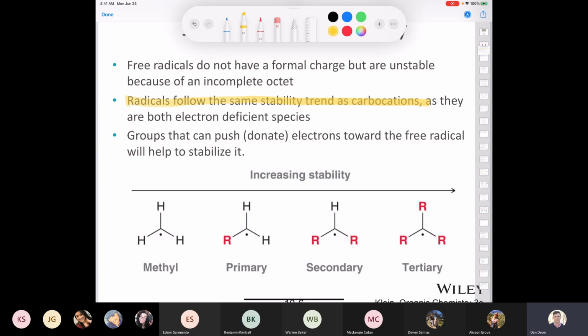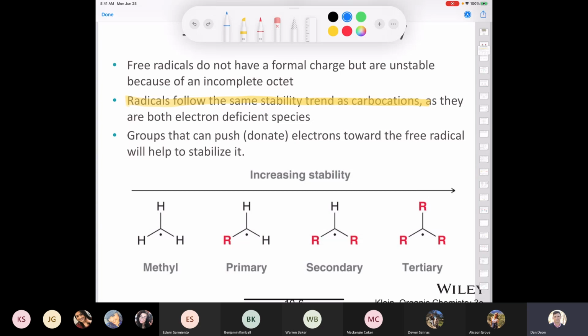We know that the more R groups you have surrounding that radical or that carbocation, the more it donates electron density towards the radical, okay? And what does that do? It stabilizes the radical. So what do we learn? In a nutshell, a tertiary radical is more stable than a secondary, is more stable than a primary, and that's more stable than a methyl.